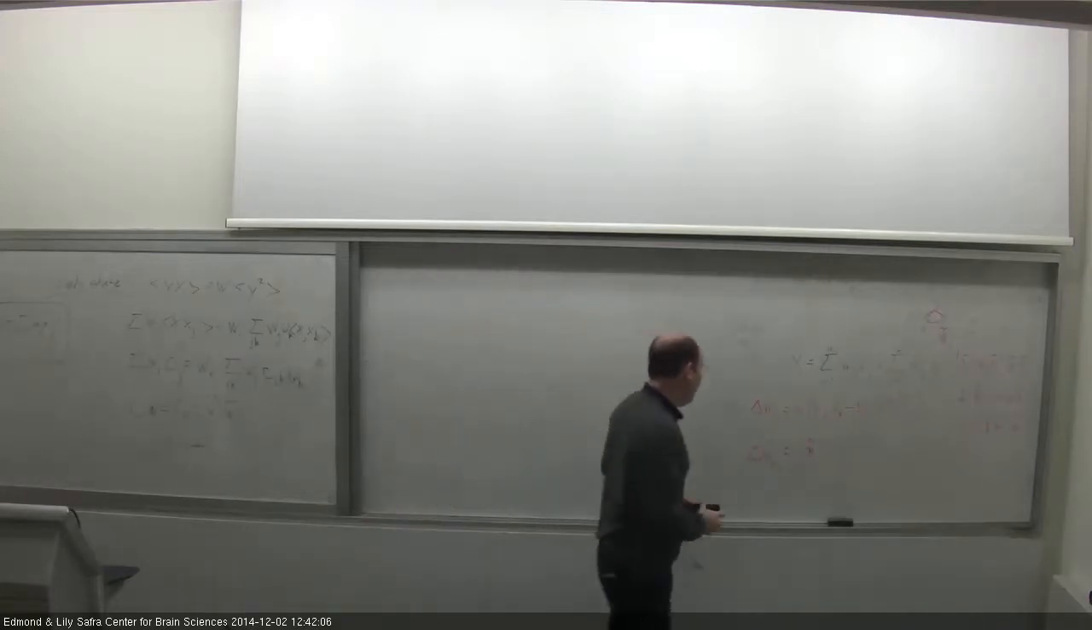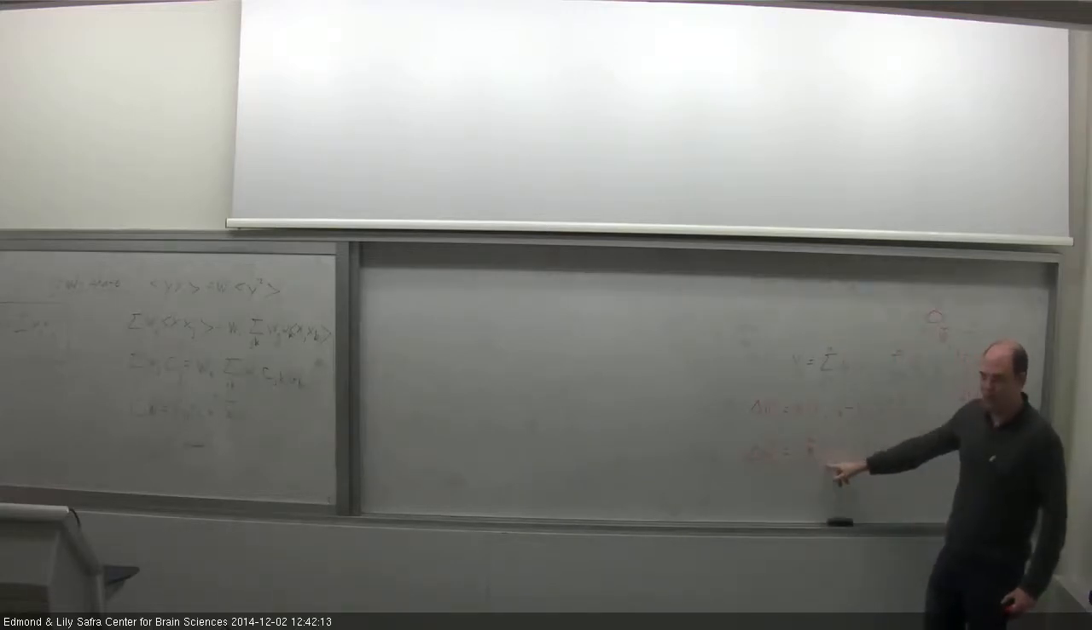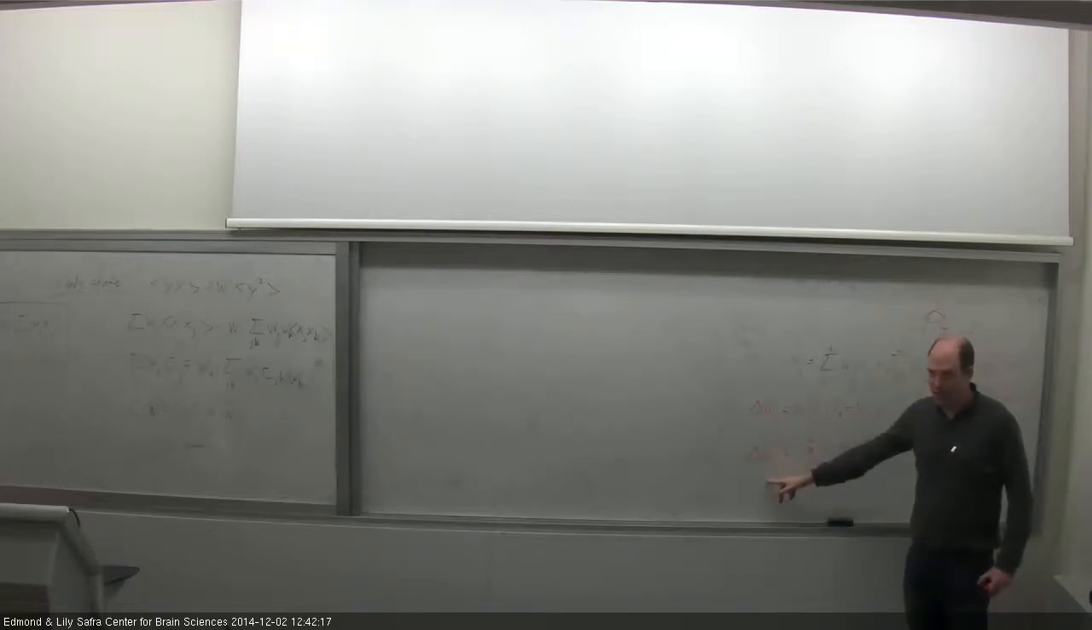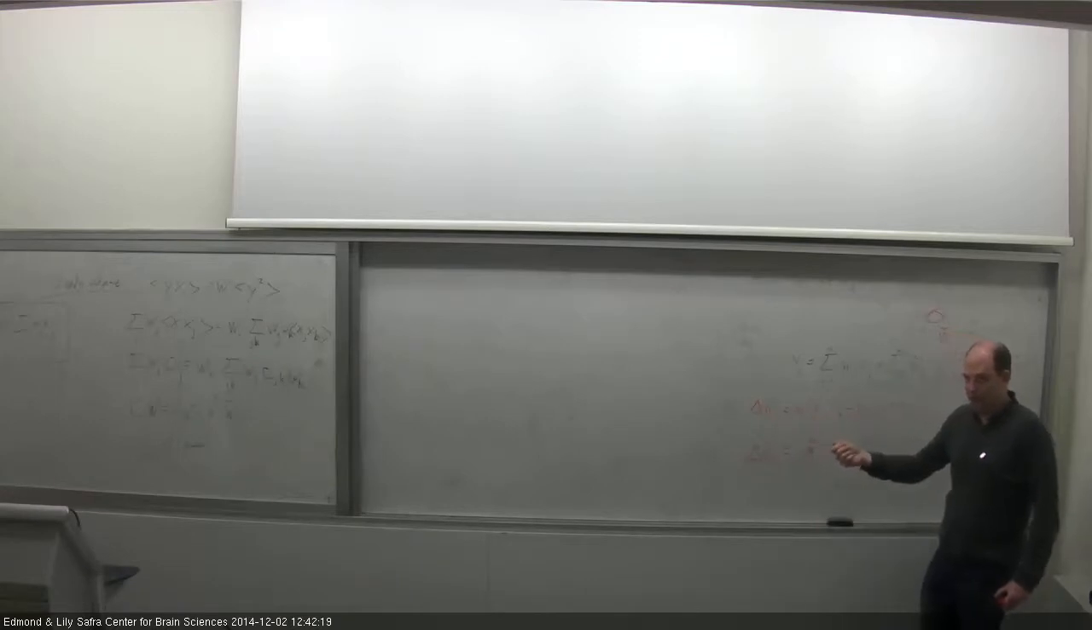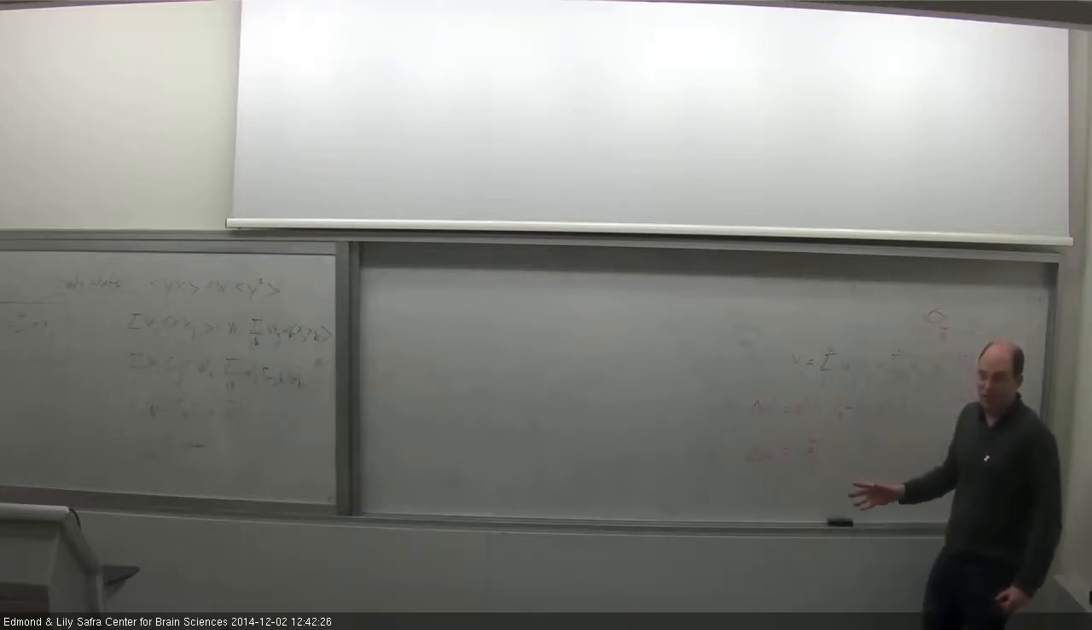It's anti-Hebbian because there's a minus sign here. So if these neurons tend to have similar behavior, this will be positive and the weight will be decreased. If the neurons tend to have opposite behavior, when one is positive, the other is negative, then the weight will increase. So this is anti-Hebbian.